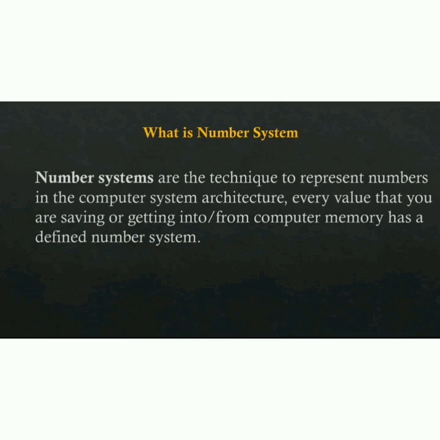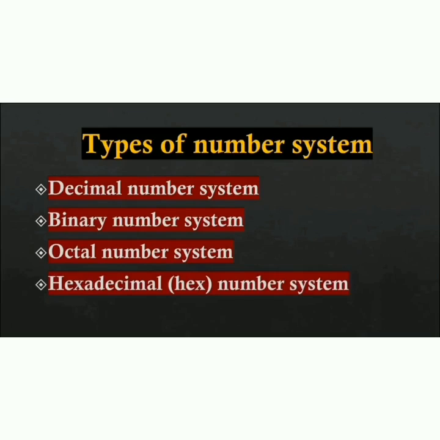A number system is the technique to represent numbers in the computer system architecture. Every value that you are saving or getting from computer memory has a defined number system. There are four types of number system. First is decimal number system. Second, binary number system. Third, octal number system. And fourth, hexadecimal number system.